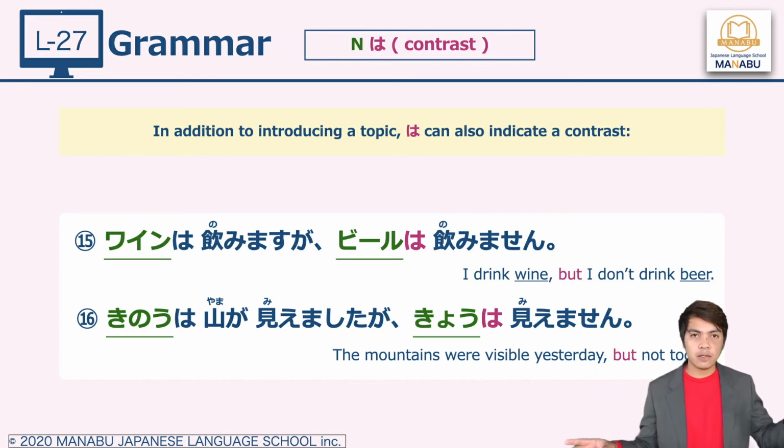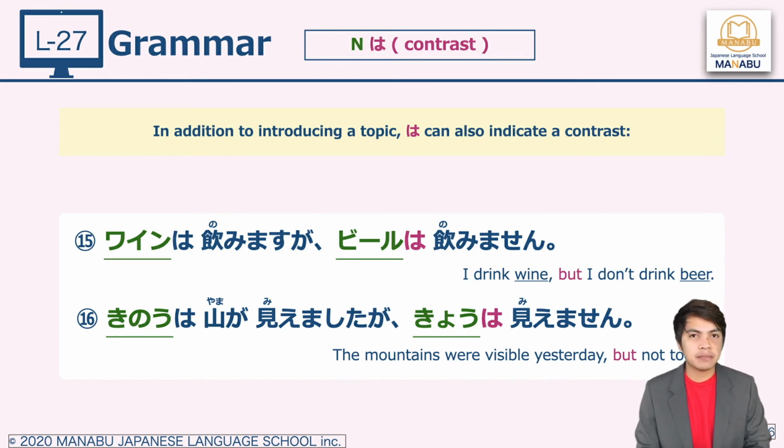Kino and kyo. So yesterday, yama ga miemashita. The mountains were visible yesterday. But today, miemasen. Kyo wa miemasen. It's not visible today. Okay, a contrast. Yesterday was visible, but today is not visible.